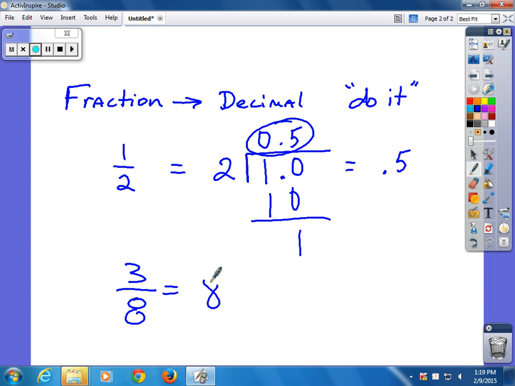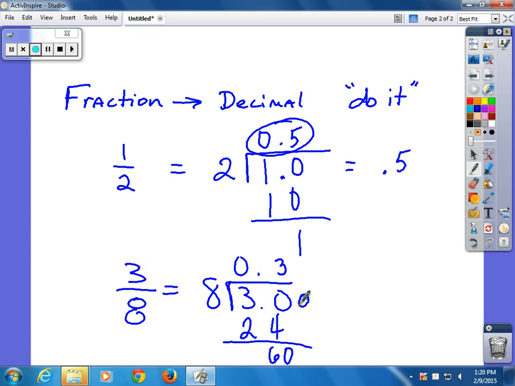Is 8 divided into what? 8 will not go into 3. So you put a 0 and add 8 will go in there. How many times? 3 times? They go 24. 60. 8 times what? 8 times 7 is 56. Well, you get the point. 56, and that'll be 4. So your decimal for 3/8 is 0.375.